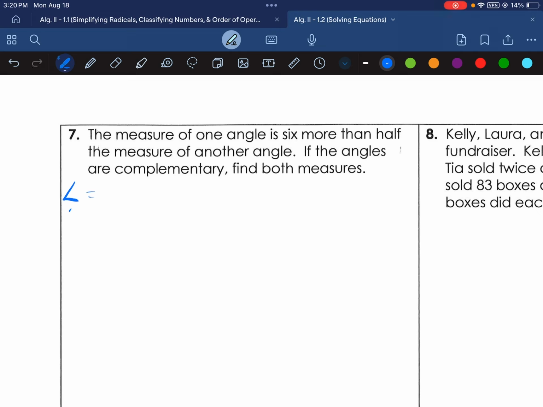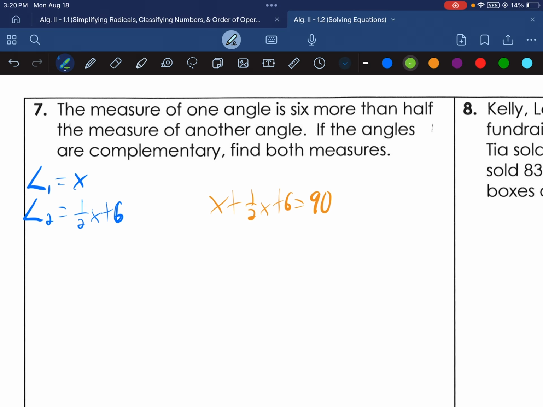So we need to figure out the first angle and the second angle. So I'm going to put angle 1, angle 2, what they are. So let's call one of the angles x, and the other angle is a modified version. 6 more than half of it. So 1/2 x plus 6, or x over 2 plus 6. And now adding those up is supposed to get us 90. So we're going to say x plus 1/2 x plus 6 equals 90.